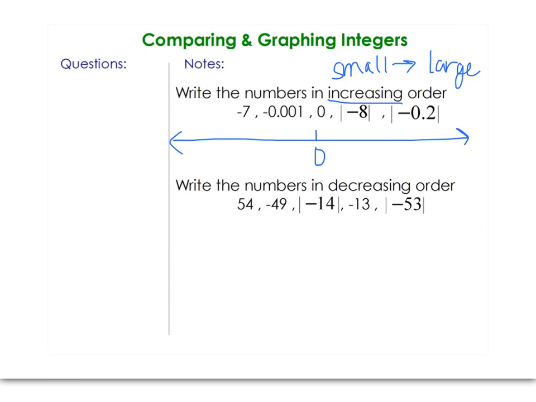0. So in relation to 0, where's -7? Well, -7's out here on the left-hand side. So -7's done. 0's done. Well, then -0.001, that's super close to 0.